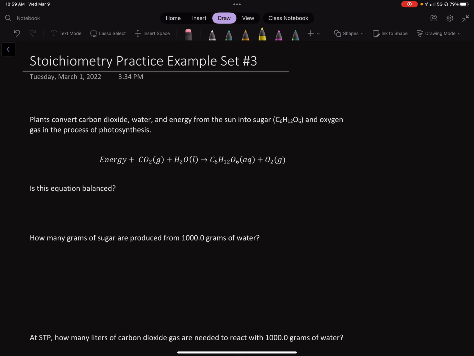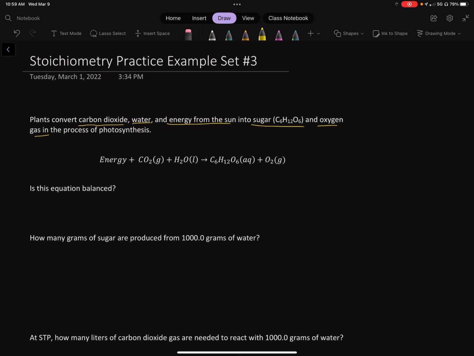In this video, we are going to do some more stoichiometry practice, working with a balanced chemical equation. So here it says, plants convert carbon dioxide, water, and energy from the sun into sugar and oxygen gas in the process of photosynthesis. So we've got our chemical equation. It says, is this equation balanced?